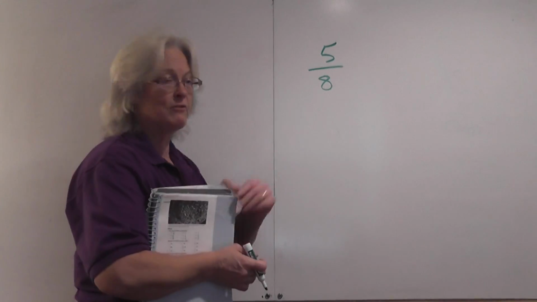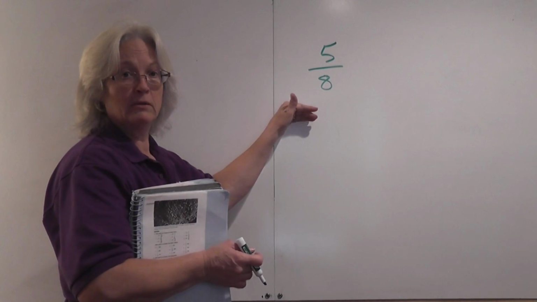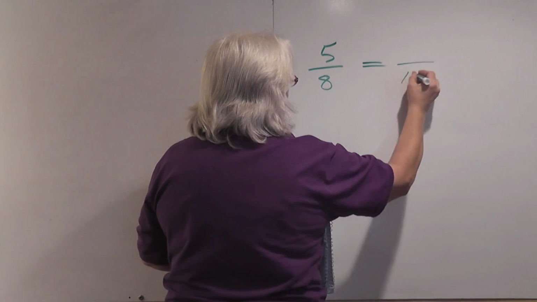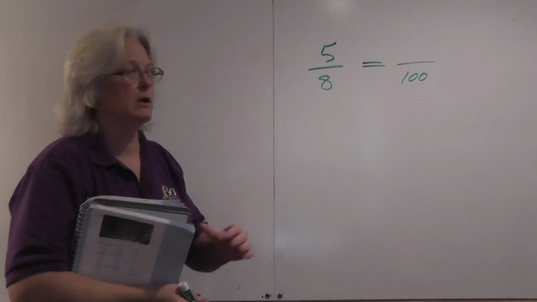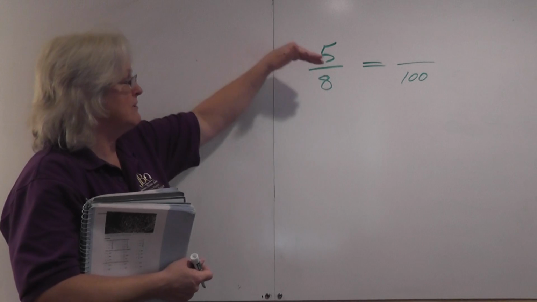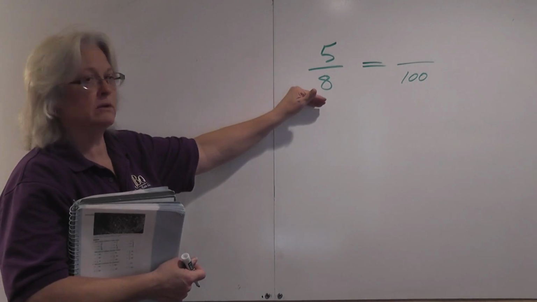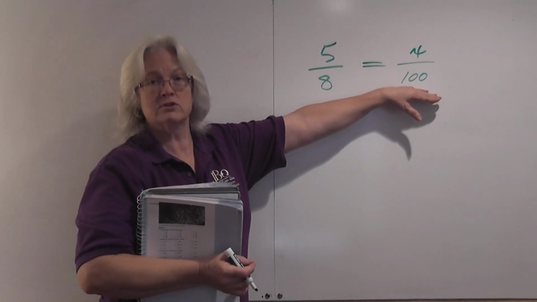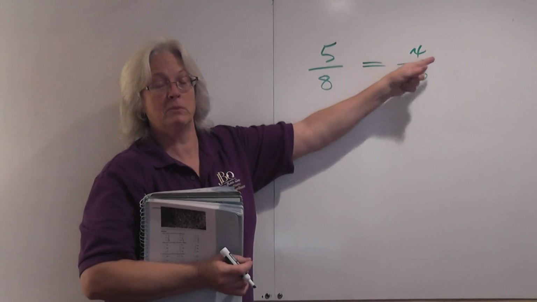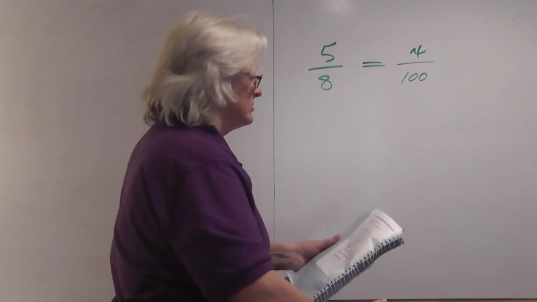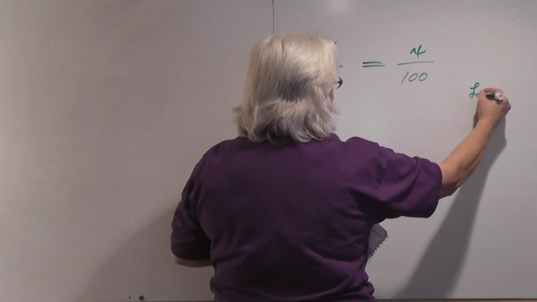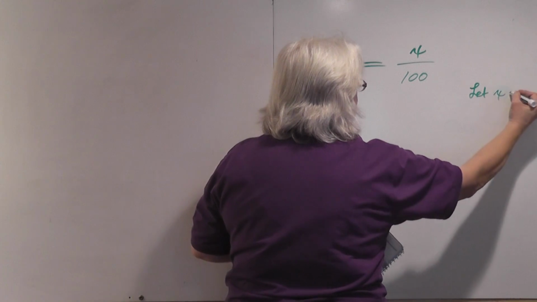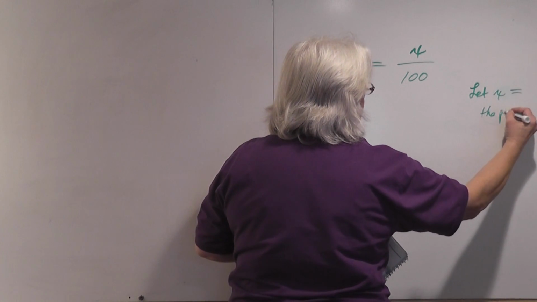Okay, well, what do we have first? We have 5 over 8. Okay? We know that if we have 100 in the denominator, that's percent. So we can say 5 is to 8 as how many percent, as what number is to 100? X is going to be the percentage. So we could just think, let X represent the percentage. Let X equal the percentage.